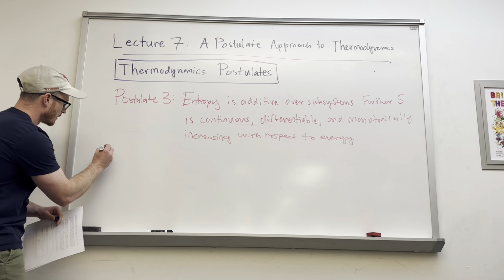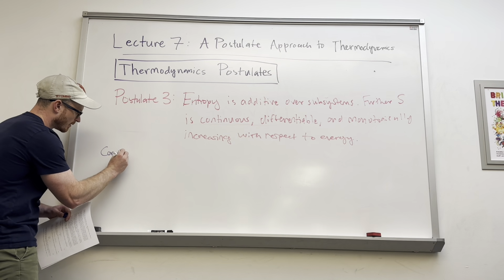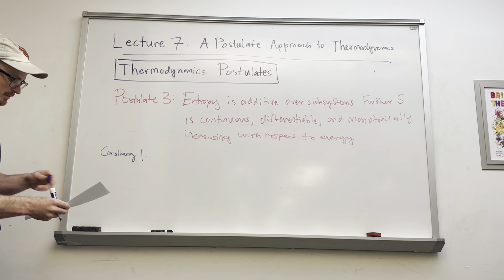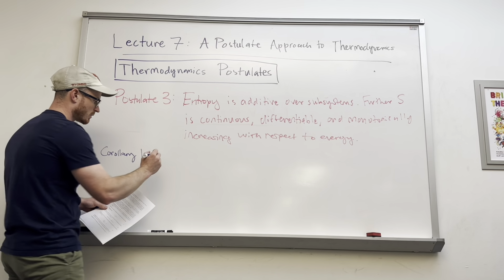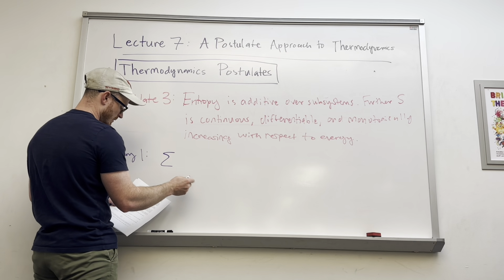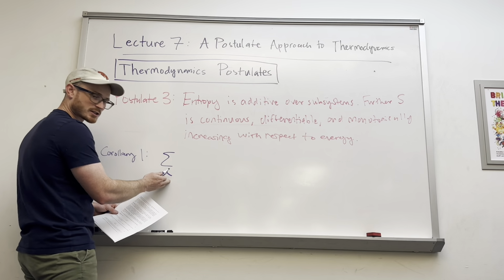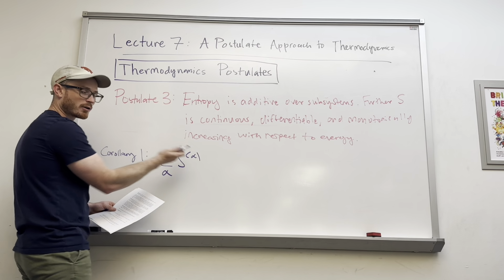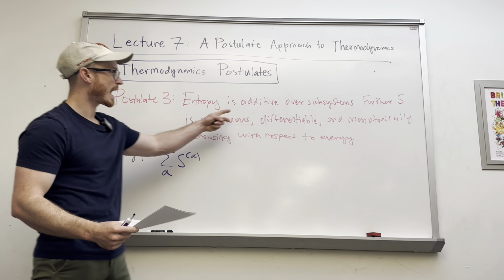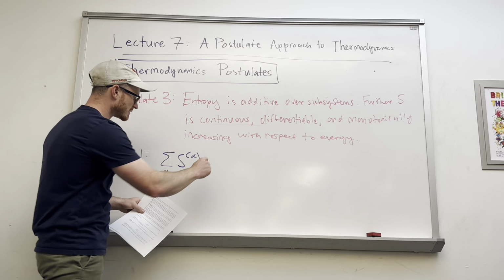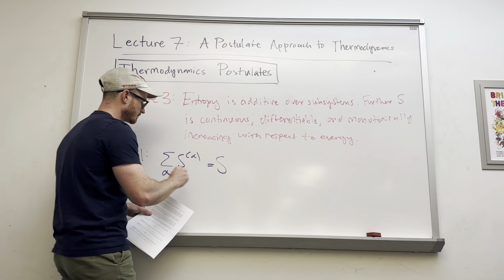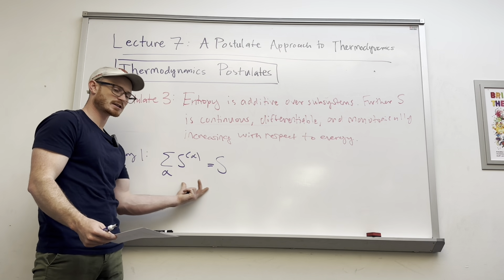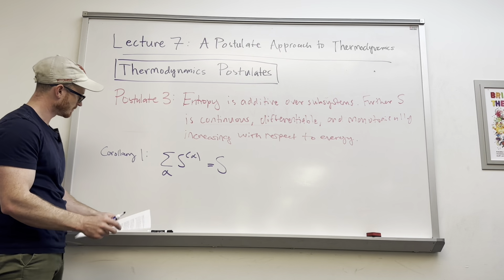So we have corollary 1. The sum over all systems alpha of S of alpha, so adding up all the entropies, we say it's additive over subsystems. This is equal to the total entropy. So if we add up all the entropies of all these different subsystems, we get the total entropy.